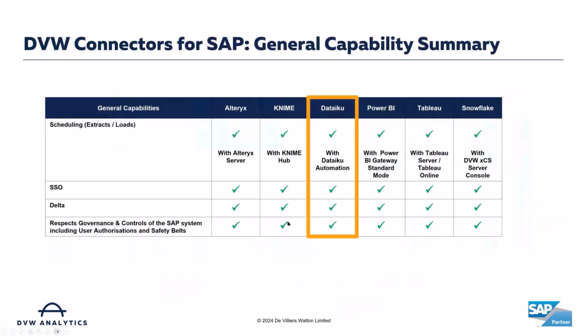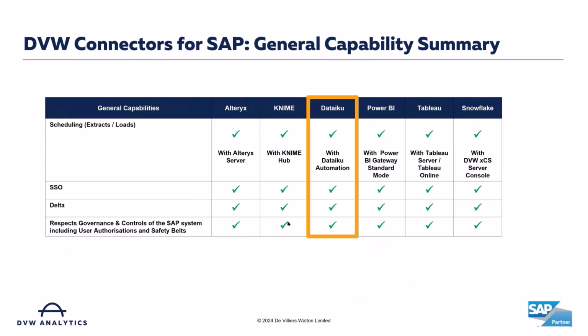Just a little bit more about the capabilities. Like with other Dataiku flows, we can automate that, so we can schedule those flows to run so that the Dataiku flow runs, but it calls the XCS console to go get up-to-date data from SAP and pull it into Dataiku ready for you to use.